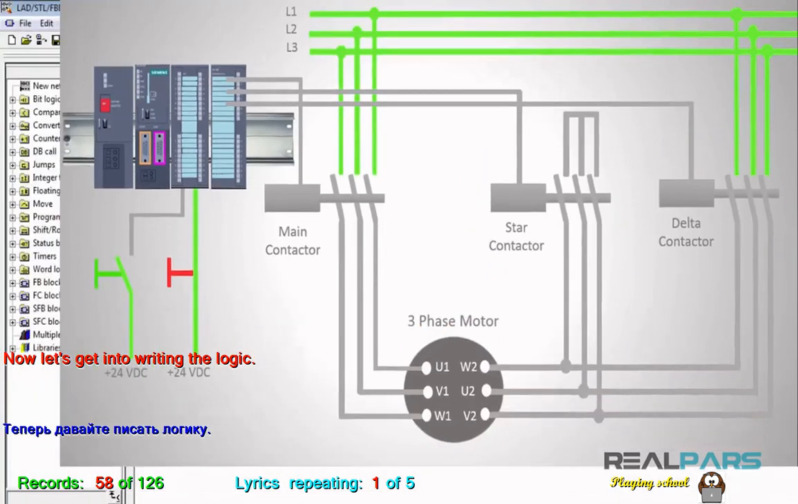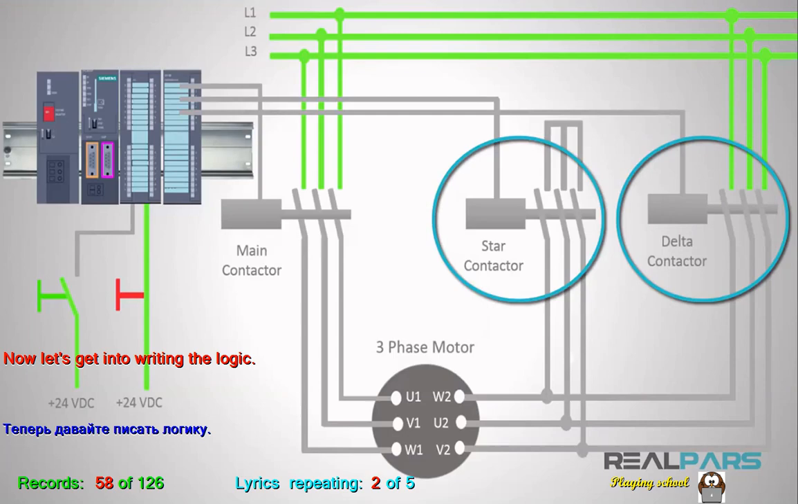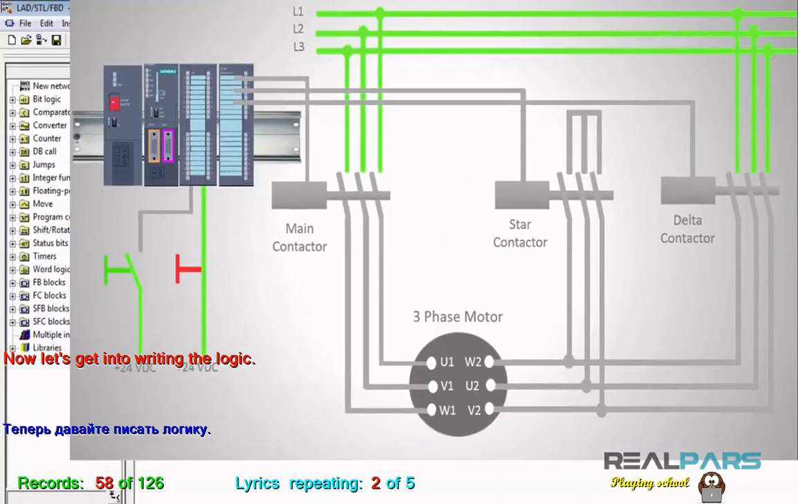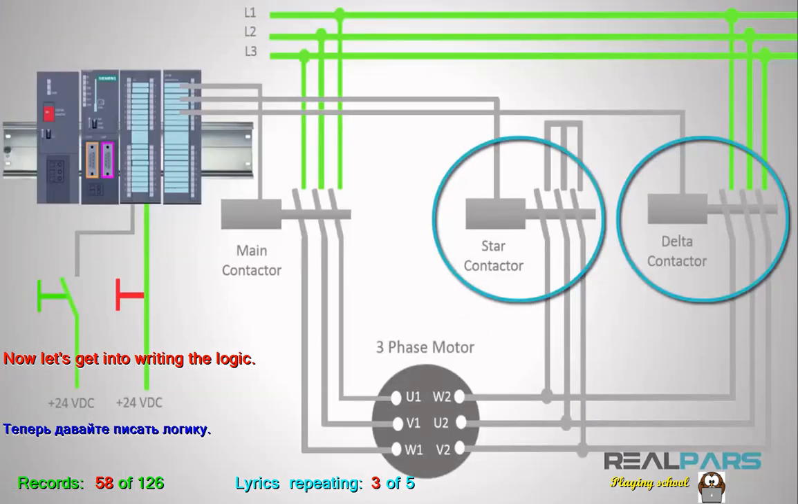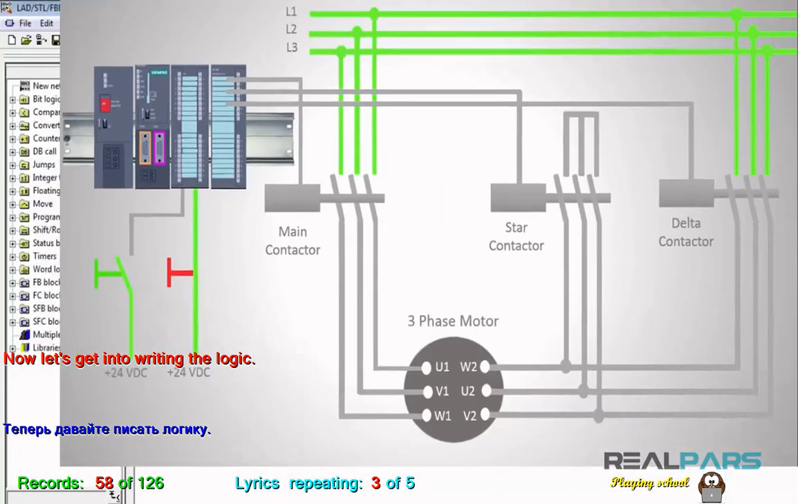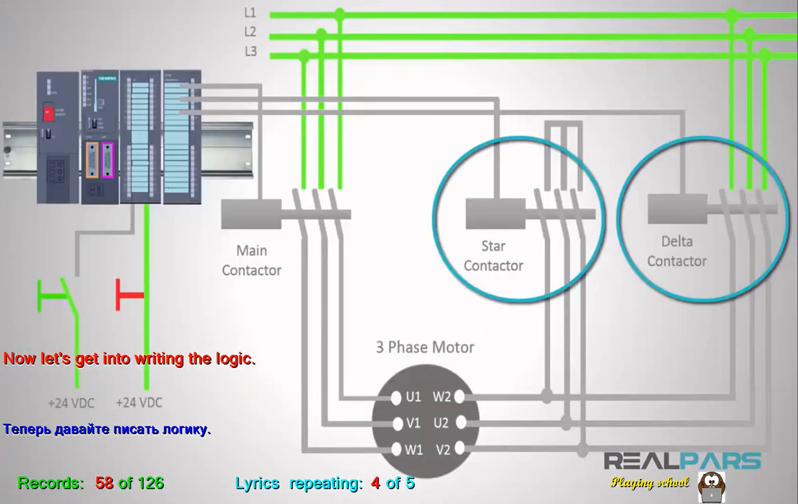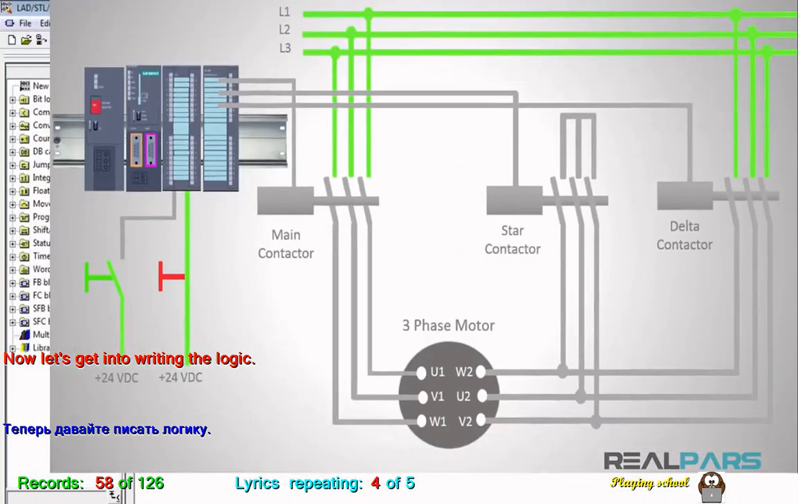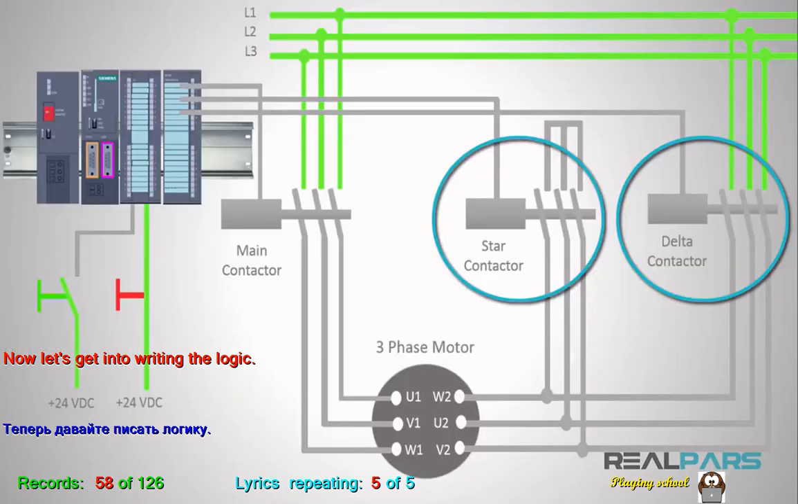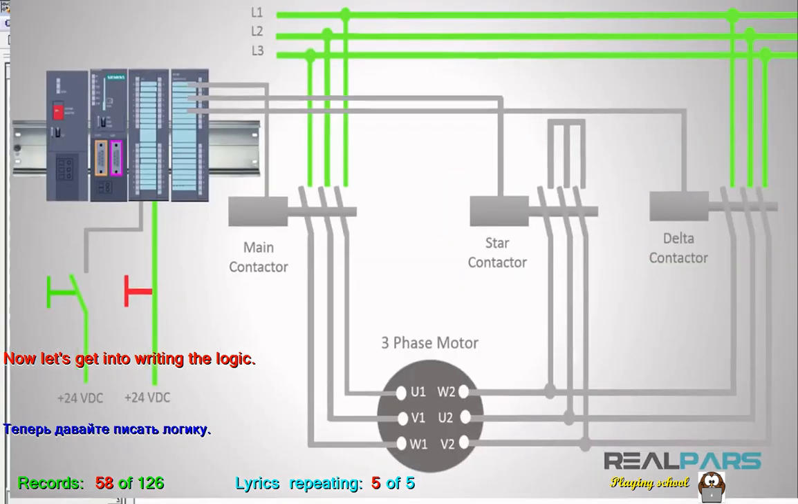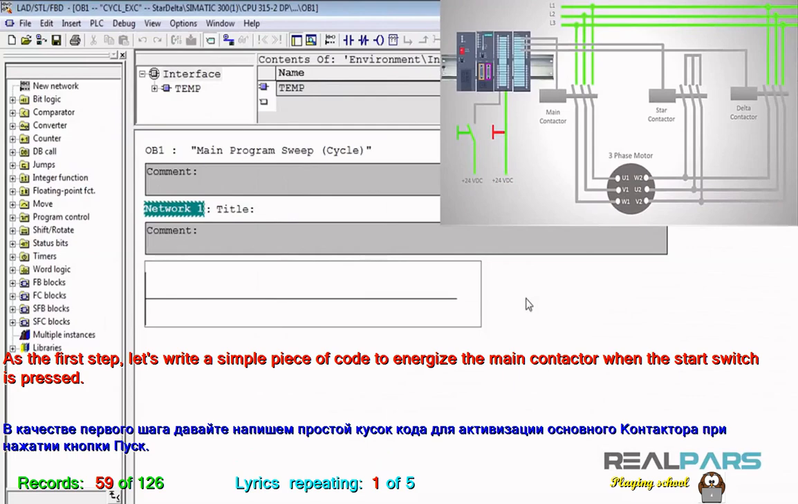Now, let's get into writing the logic. As the first step, let's write a simple piece of code to energize the main contactor when the start switch is pressed.